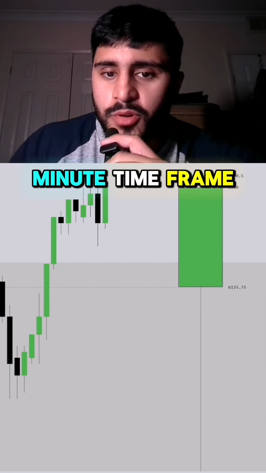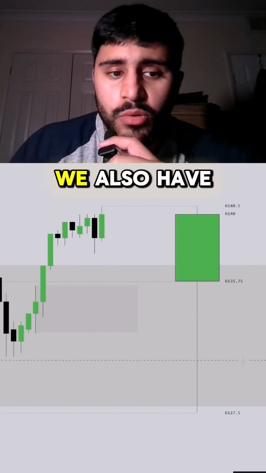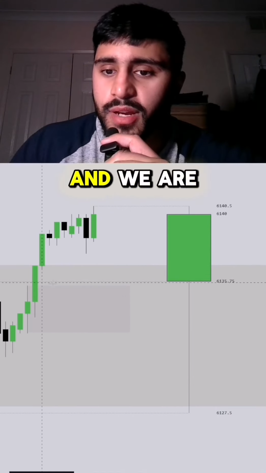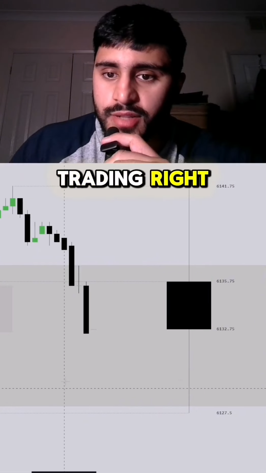Now from here on the 1 minute time frame, notice how we have a 1 minute fair value gap over here, which increases the probability of this trade playing out, right? We also have the 10 a.m. power of three candle over here, and we are now this 1 minute fair value gap below the 10 a.m. Eastern. This is a great confluence to use in your trading, right? So let's continue to play price on.